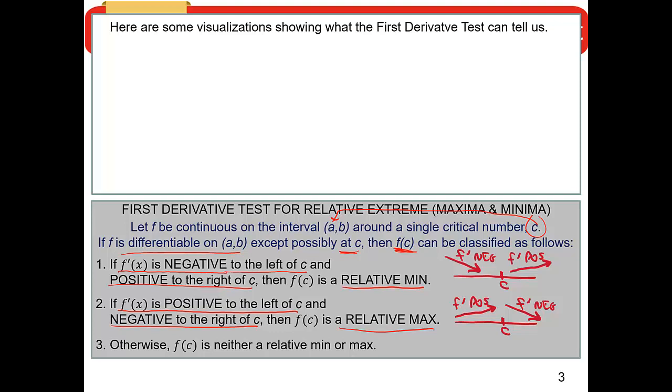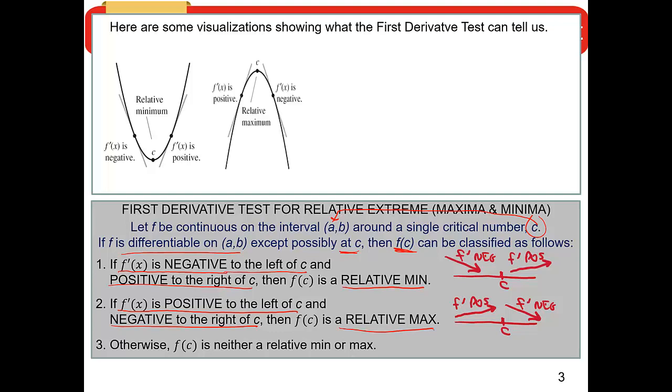Here's some ways to look at this and sort of get in your head some visualizations that'll help you see what we're talking about. Here's the case where c is a relative minimum. You have a function that going from left to right dips to a minimum and then starts back up. You can see on the left side the derivative is negative, and on the right side of c the derivative is positive. That shows you that you're at a relative minimum at c.